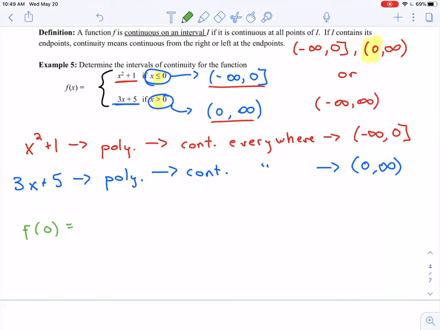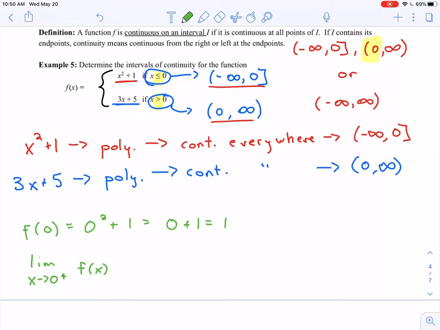F of 0, where do I plug that in? Well, I want to plug that into where it is less than or equal to 0, since 0 is equal to 0. So I plug that into x squared plus 1. 0 squared plus 1 equals 0 plus 1, which gives me 1. So there is f of 0. But I now want to determine if we're right continuous at 0, which means I want to look at the limit as x approaches 0 from the right-hand side of f of x.